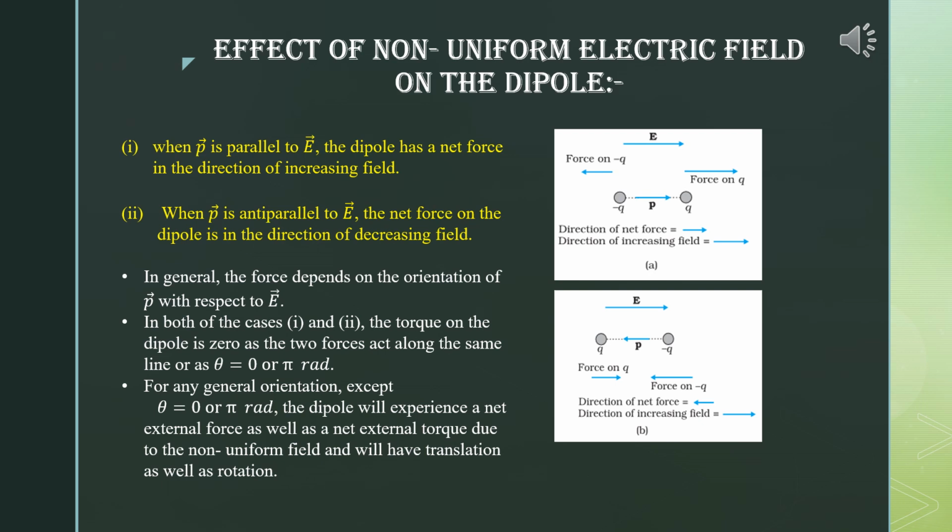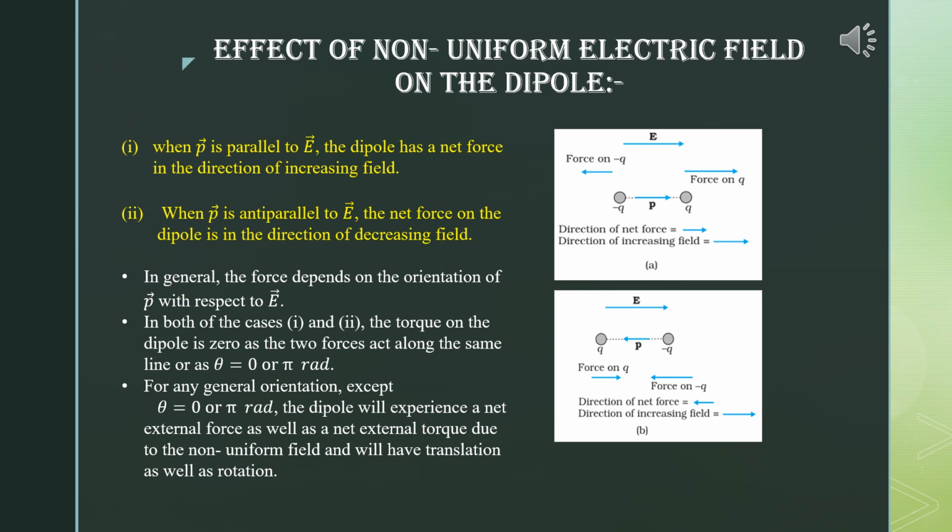Why? Because both the forces act along the same line, and you know that in the formula for torque we had R cross F. So when R and F are in the same direction, the torque will be 0. Now let's say in the opposite case, that means the electric field is applied from left to right. It is increasing from left to right, but I have kept my dipole in the opposite direction. That means the dipole moment is from right to left.